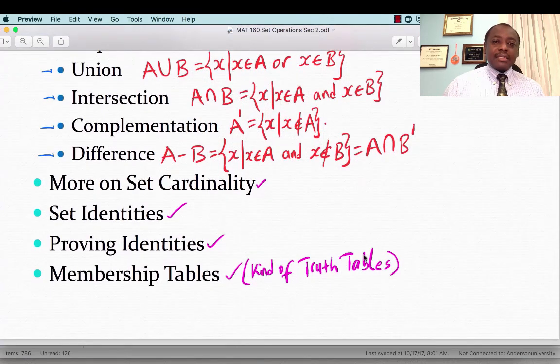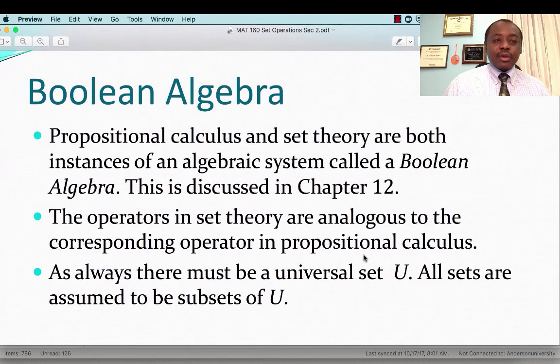Then we would look at set cardinality and some identities, and then we would conclude with proofs and membership tables. It's beautiful. Okay, let's go ahead and start with an introduction.